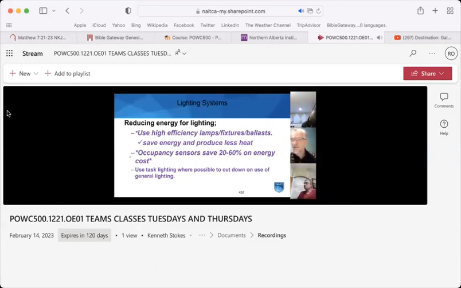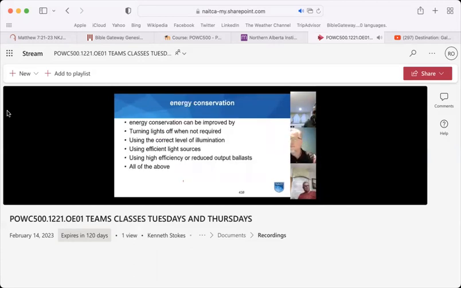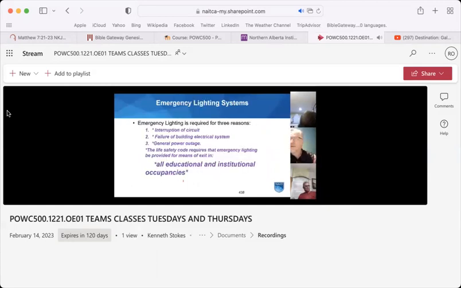methods of energy reduction. Occupancy sensors can save money, so lights go out when no one's there. High efficiency lamps, fixtures, and ballasts save energy and produce less heat. Using task lighting where possible cuts down on lighting everything up. Some other energy conservation points: three reasons for emergency lighting are interruption of a circuit, failure of the system, or a general power outage.